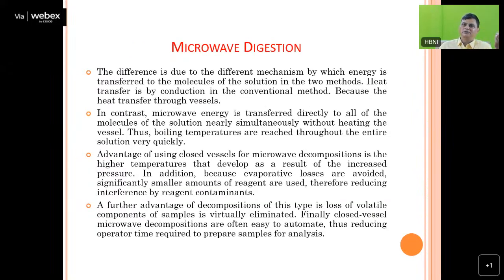Okay, so this I think most of the people may be knowing. Why are microwave digestions faster? Because here we are not using the conventional method of heating, that is not conduction. Here the microwave energy is directly transferred to the molecules, and it raises the temperature of the whole bulk in a much faster way. And as I already told, a further advantage is that loss of volatile components of the sample is virtually eliminated because the vessel is a closed one.